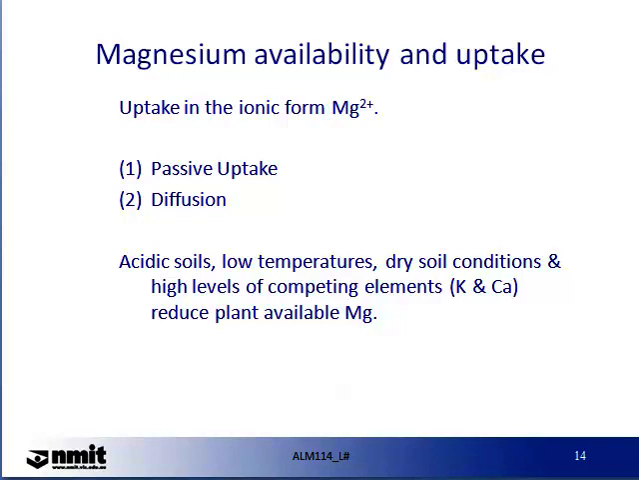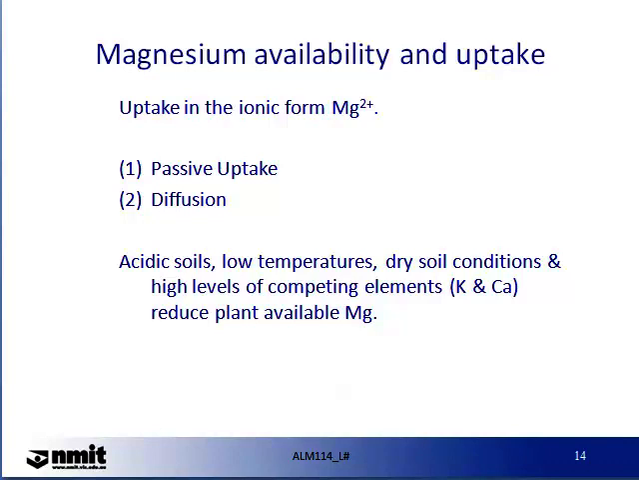Conditions such as low soil pH, low temperature, dry soil conditions, and high levels of competing elements, such as potassium and calcium, will reduce the availability of magnesium. Under such conditions, magnesium deficiency is more likely to occur. The effect of pH on magnesium availability is significant in acidic soils. The solubility of the magnesium decreases and it becomes less available.